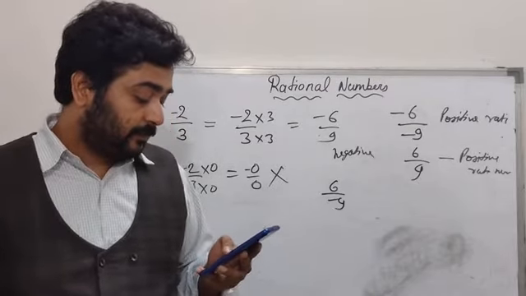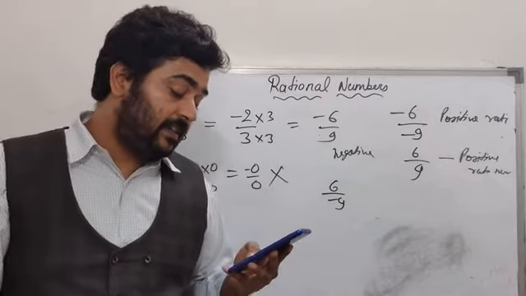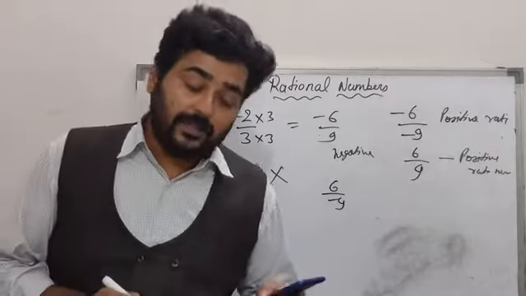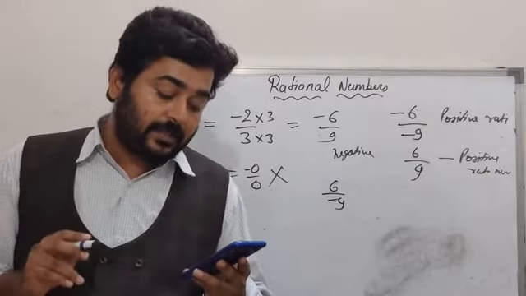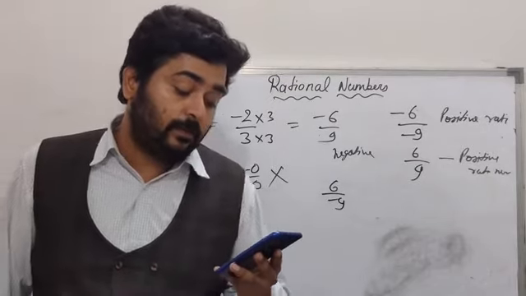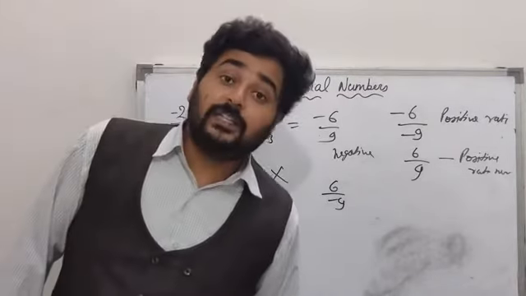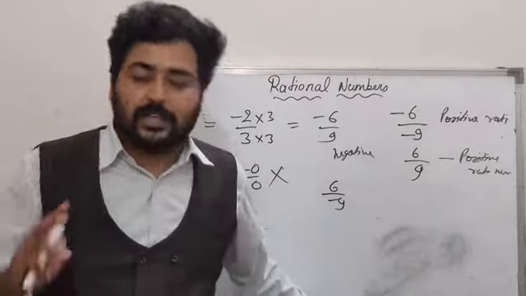Look, a rational number is said to be in the standard form if its denominator, this is the definition which is on page number 178 of NCERT. A rational number is said to be in the standard form if its denominator is a positive integer and the numerator and denominator have no common factor other than 1. Look, what does this mean? What does standard form mean? First of all, you have to know about the standard form. Look, what is standard form?